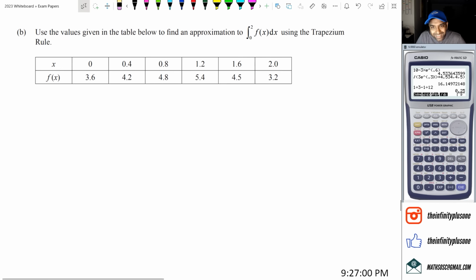Oh, I hate the trapezium rule. I honestly do hate the trapezium rule. Why do I hate the trapezium rule? Because it's just so long.